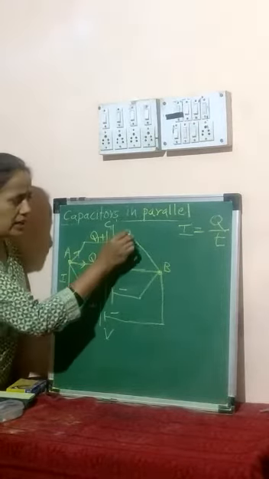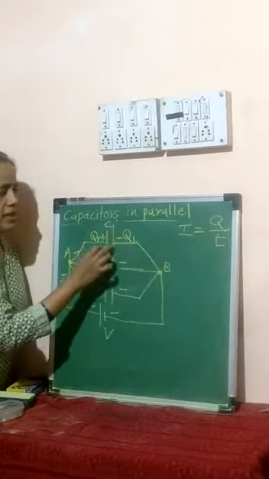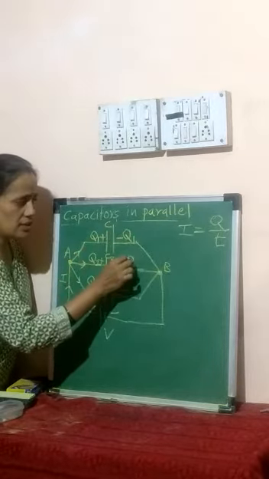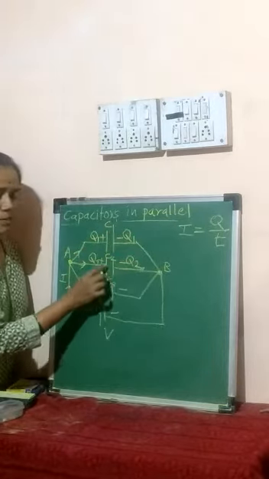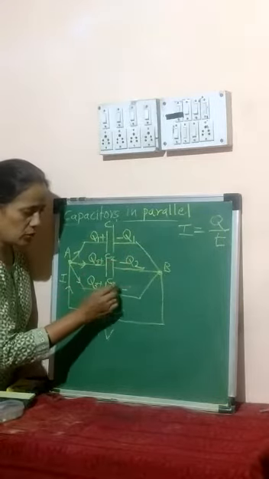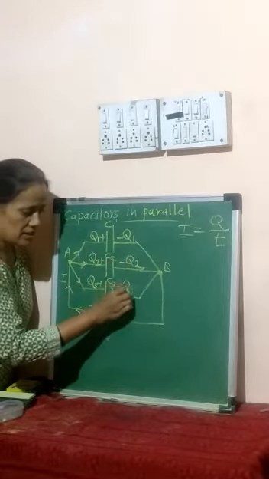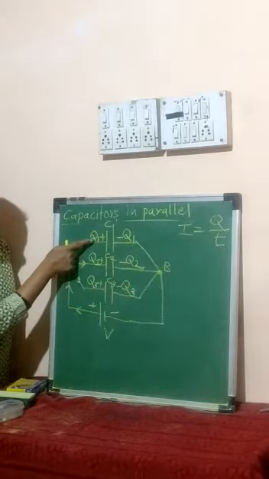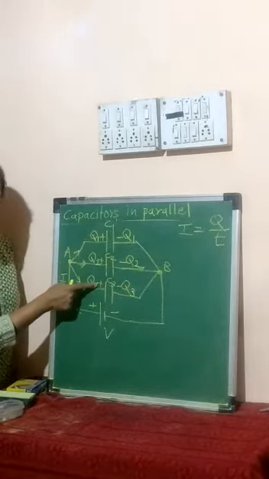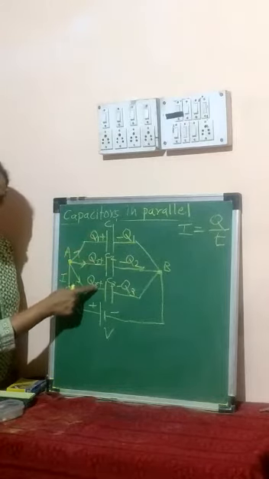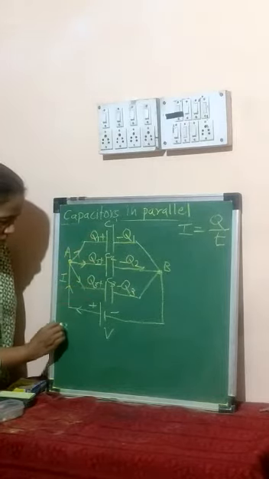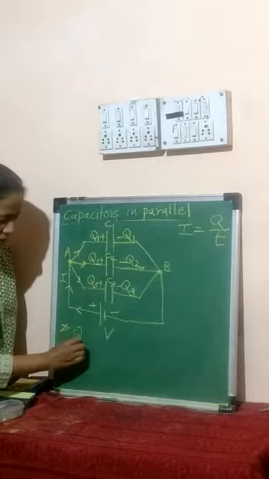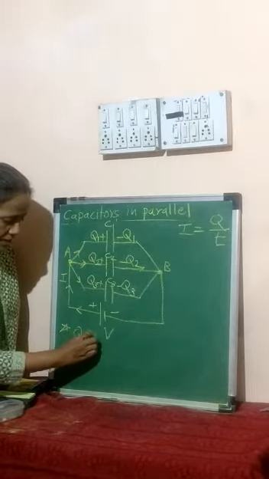Correspondingly, on the negative plates, the charge on the first capacitor is minus Q1, on the second capacitor minus Q2, and on the third capacitor the charge deposited is minus Q3. So in a parallel combination the charge distribution is different. That is our first important point: the charge on each capacitor is different.